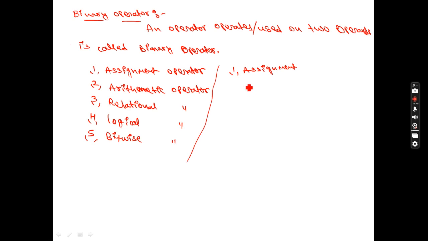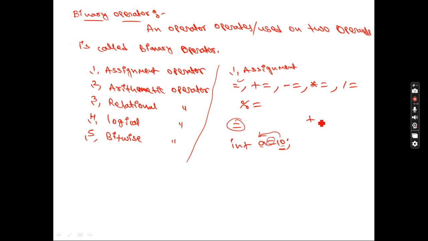What are the different symbols that come under assignment? Equal to, plus equal to, minus equal to, into equal to, division equal to, and modulus equal to. What is the meaning of equal to? Suppose you are writing int a equal to 10. You are storing the value 10 in the variable a. So this equal to is called assignment. You are assigning the value 10 to the variable a. This is the meaning of equal to.